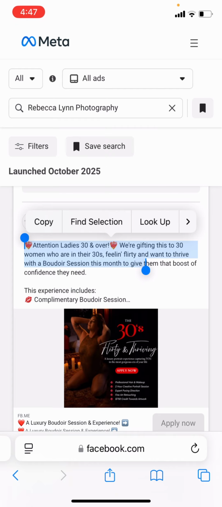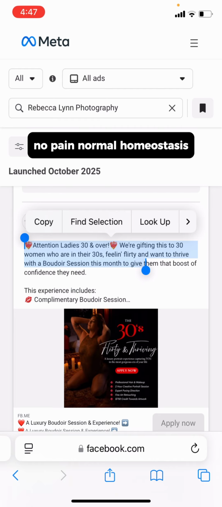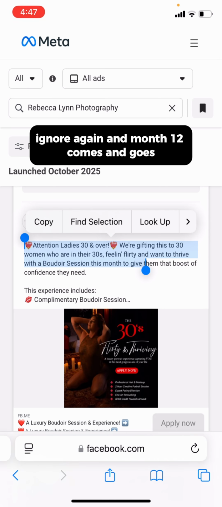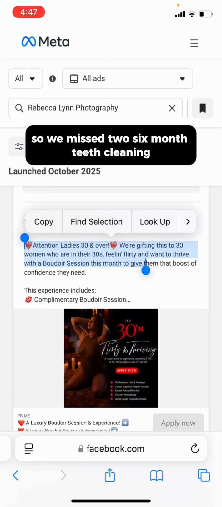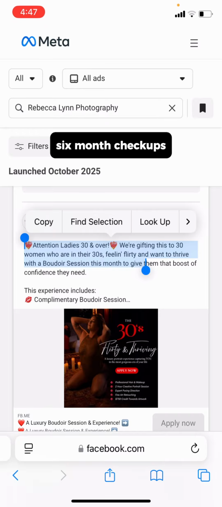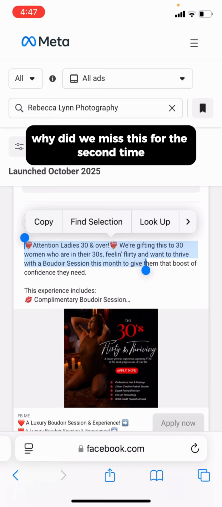Life is normal, no pain, normal homeostasis. And then auto text us month 8, month 10, month 12, and we ignore again. And month 12 comes and goes, and we didn't go to the dentist this time either. So we missed two 6-month teeth cleanings, 6-month checkups. And why? Why did we miss this for the second time?